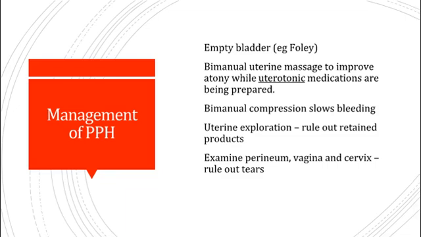If bleeding persists despite massage, perform manual exploration of the uterus to rule out retained placenta or clots. This involves inserting fingers into the uterus, right up to the fundus, to check for any retained placental fragments that could prevent proper contraction. If bleeding continues when the uterus is well contracted, conduct a thorough examination of the perineum, the vagina, and the cervix to identify any lacerations or tears that may be contributing to bleeding.